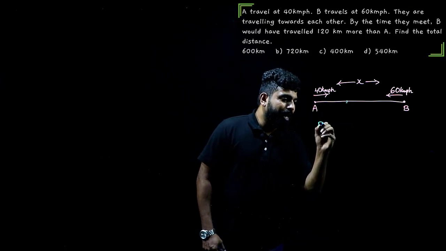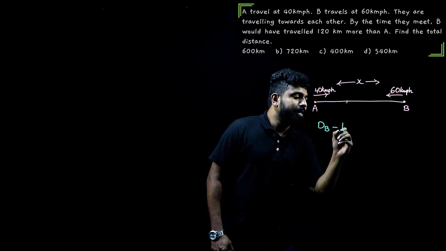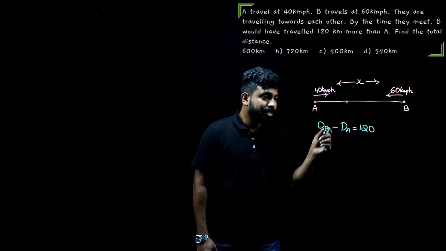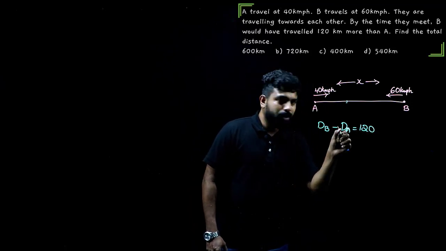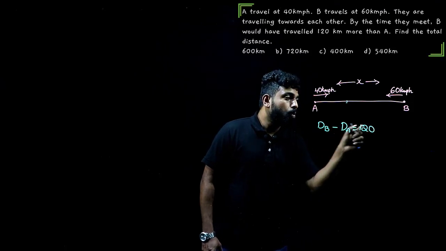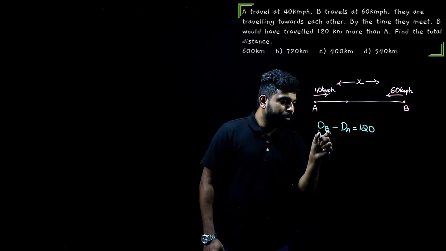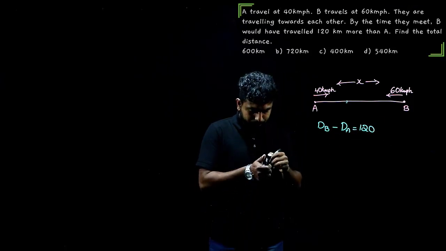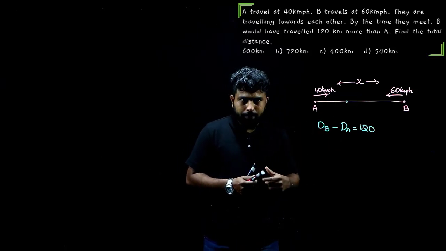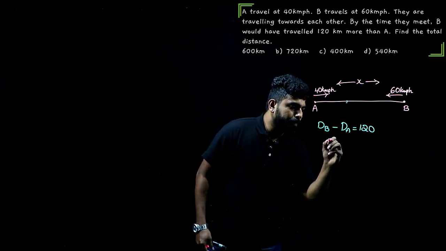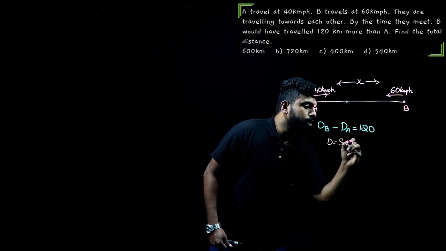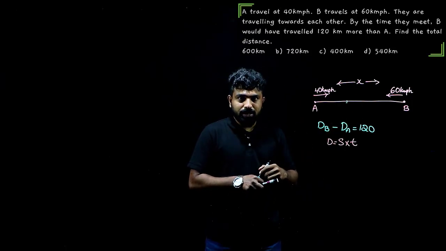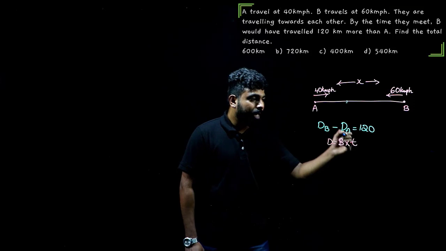So the distance traveled by B minus the distance traveled by A will be equal to 120. Because B would have traveled 120 kilometers more than A. If the distance by A goes to the other side, it will be 120 plus the distance by A, meaning B would have traveled 120 kilometers more than the distance traveled by A. So we have this equation here. What is the formula for distance? Distance would be equal to speed into time. Since they are meeting each other at the same time, they would have traveled for the same amount of time. Hence the time here will be the same.